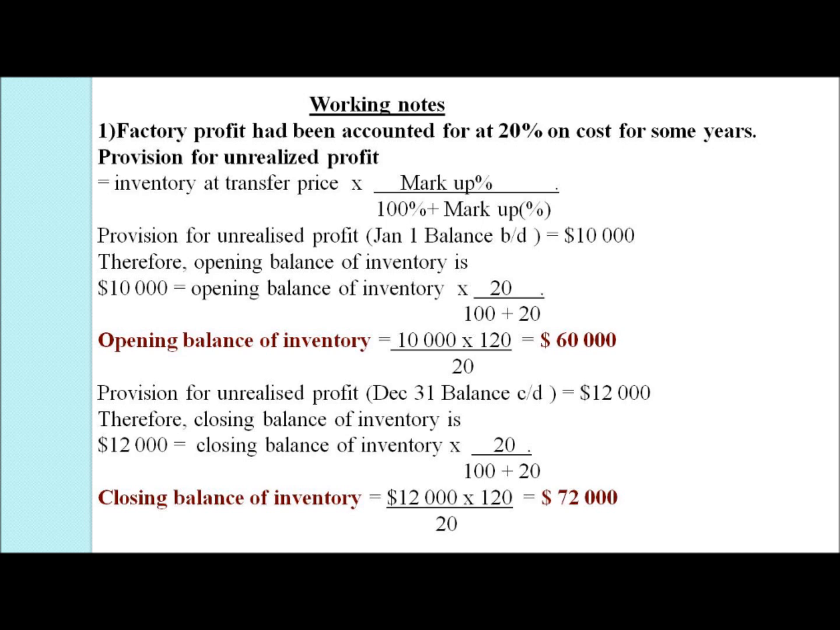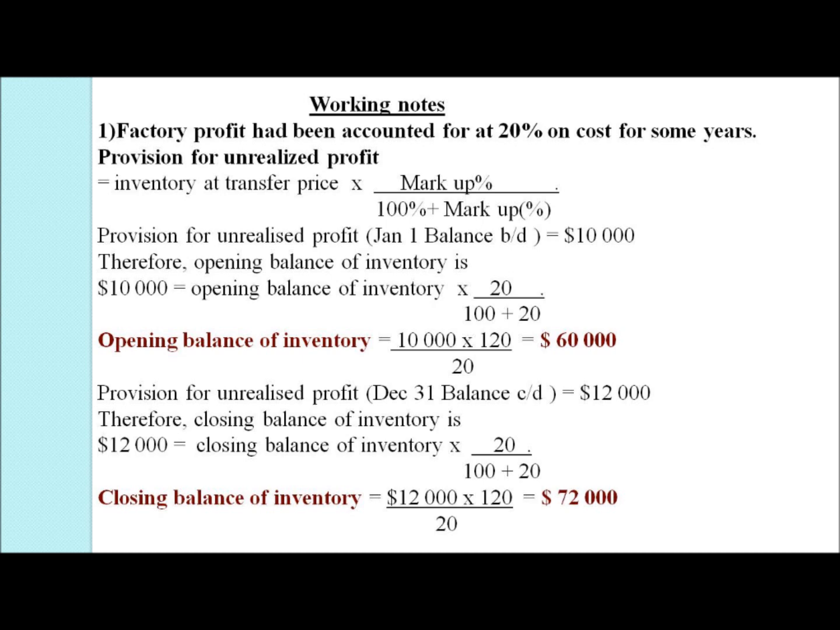The provision for unrealized profit on 1st January is given as $10,000. If we use this information in the formula, we get $10,000 is equal to opening balance of the inventory times 20 by 120. If we take 120 to the other side and divide it by 20, we get the value of opening inventory as $60,000.